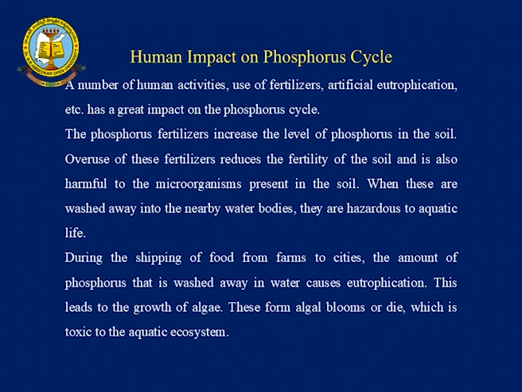When these are washed away into the nearby water bodies, they are hazardous to aquatic life. During the shipping of food from farms to cities, the amount of phosphorus that is washed away in water causes eutrophication. This leads to the growth of algae. These form algal blooms or dye, which is toxic to the aquatic ecosystem.